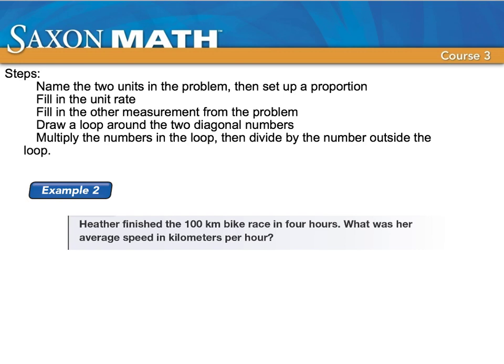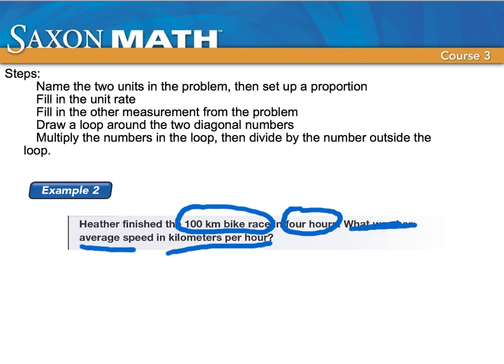For example 2, we're going to do the same sort of thing. So again, read the problem. Heather finished the 100-kilometer bike race in 4 hours. What was her average speed in kilometers per hour? So again, let's circle what we know. We know she finished the 100-kilometer bike race. We know it took her 4 hours. And we want to know her average speed in kilometers per hour. Well, let's do step 1 here. Name the 2 units in the problem. We've got kilometers and we've got hours.